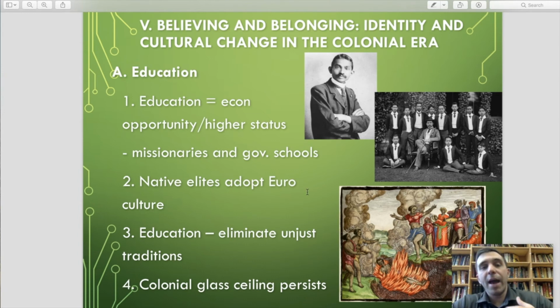So we have a lot of native elites who will adopt European/Western culture, and the reason they'll do that is because they'll get more social status, more opportunity by siding with the colonizers. The goal of education that a lot of Europeans will use to justify this is that they're trying to eliminate unjust traditions.